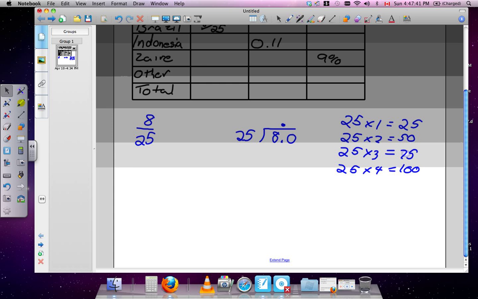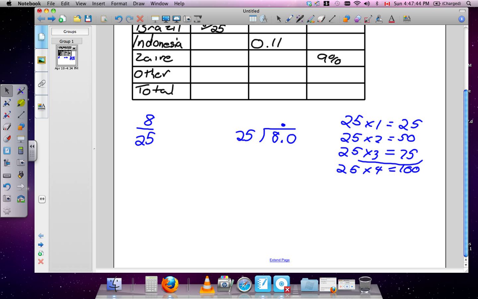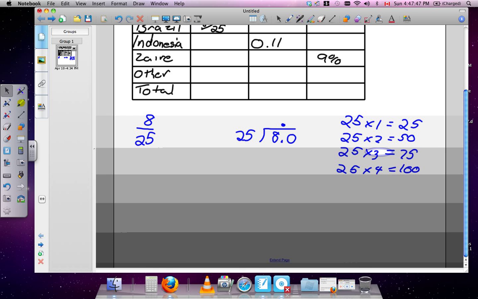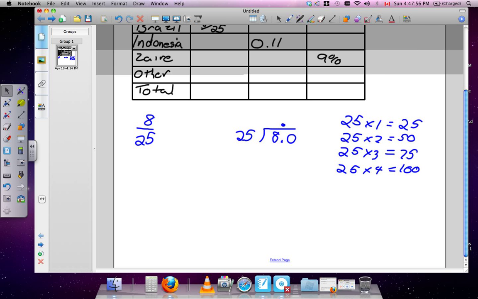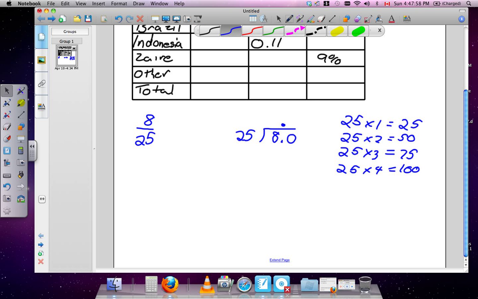So we're going to use the 3, put the 3 above, and subtract 75 from 80. When we write that, 25 goes into 80, like we said, 3 times, so we write the number 3 there. 25 times 3 is 75. Now we subtract. 80 subtract 75 is what? 5. That's right.